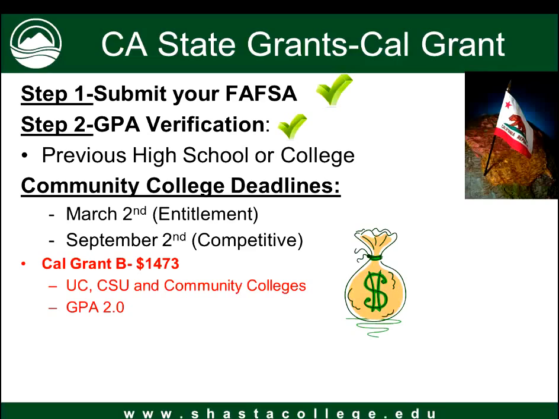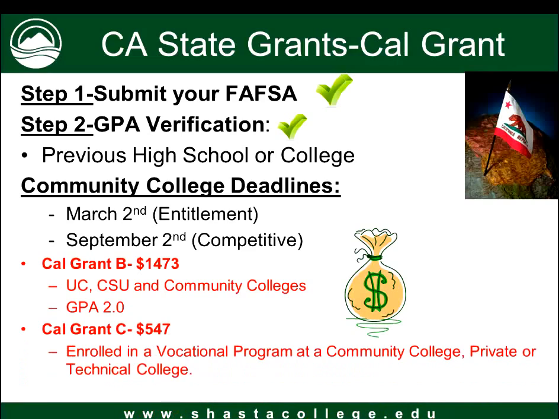Cal Grant B has a maximum award of $1,473 for the 14-15 academic year based on financial need, enrollment status, and the program of study you have declared as your major. Cal Grant C has a maximum award of $547 for the 14-15 academic year based on financial need, enrollment status, and the program of study you have declared as your major. These are the only 2 Cal Grants administered at community college level. Cal Grant A is administered at 4-year colleges.